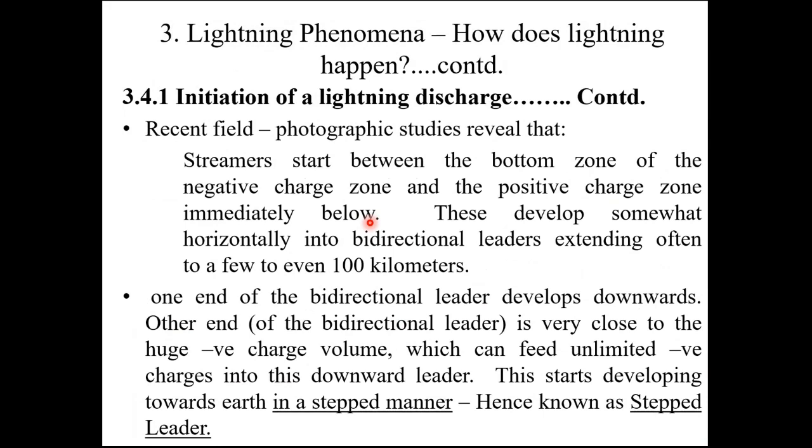Now, recently, field photography has shown that streamers, or electrical discharges, and I will explain to you what a streamer and what a leader is a little later, start between the bottom zone of the negative charge and the positive charge zone immediately below the cloud bottom, as I showed you in the previous figure, figure 5. This bottommost region has some positive charges induced by the negative charges at the cloud bottom. Discharges start occurring between these two.